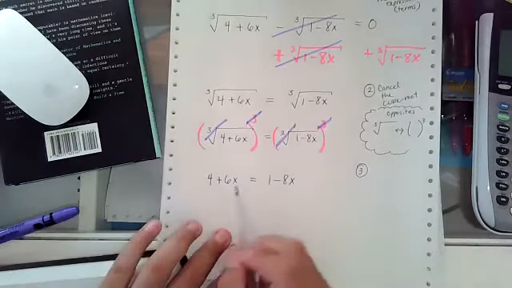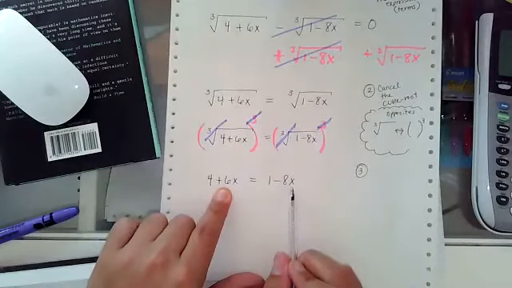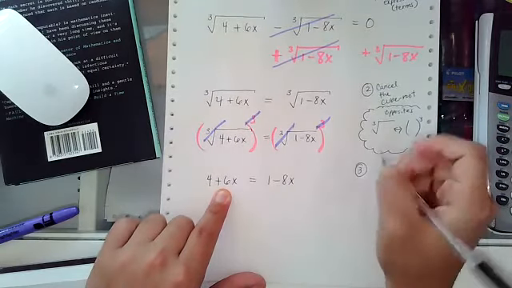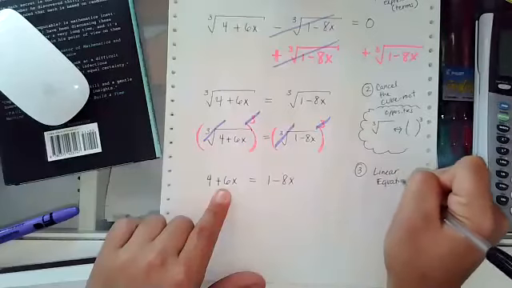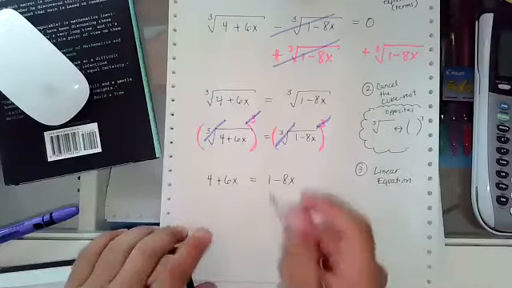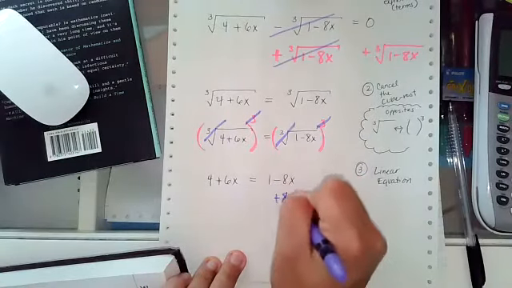Well, if you look at the x's, what's their highest exponent? 1. Yeah, it's just 1. So that tells you that it's a linear equation. So we're just solving for x. We're just trying to get x by itself. So we might add 8x to both sides.